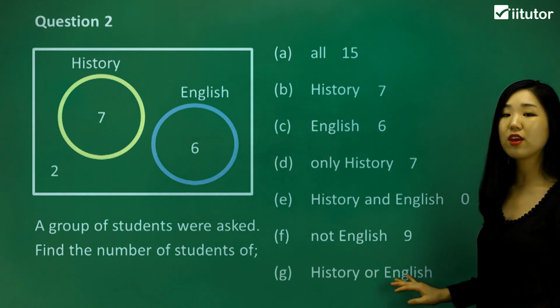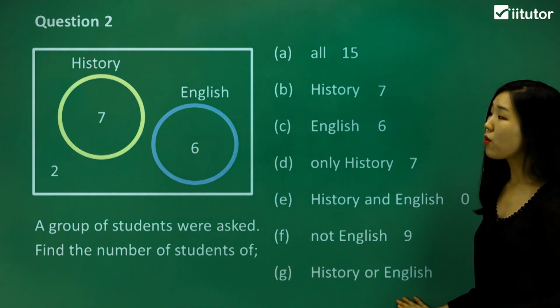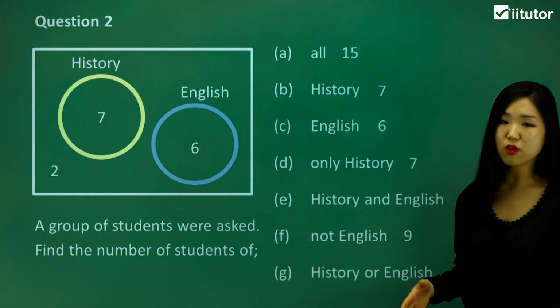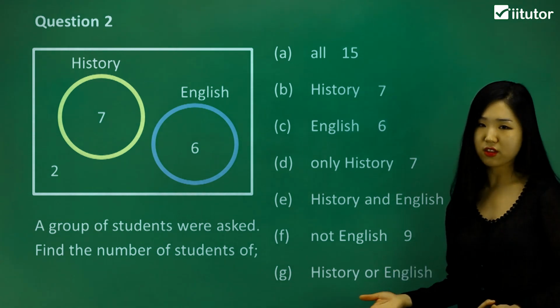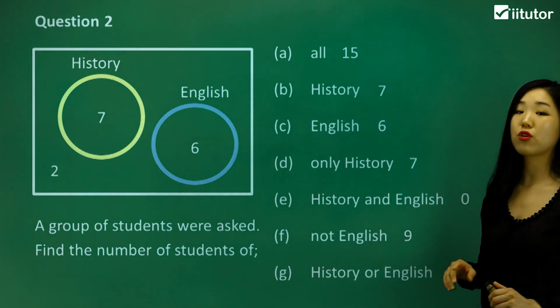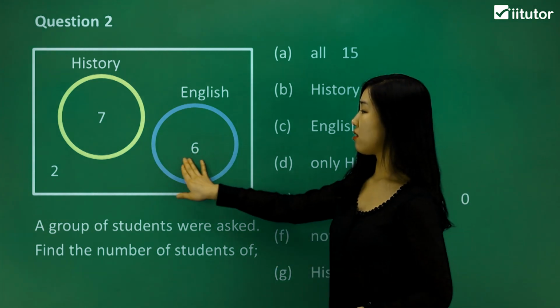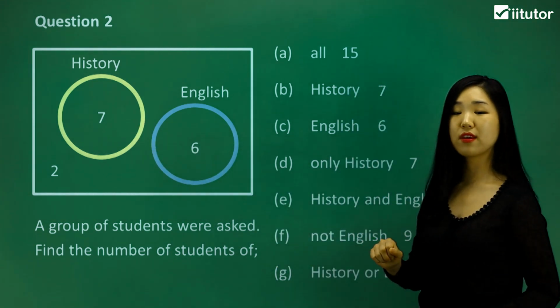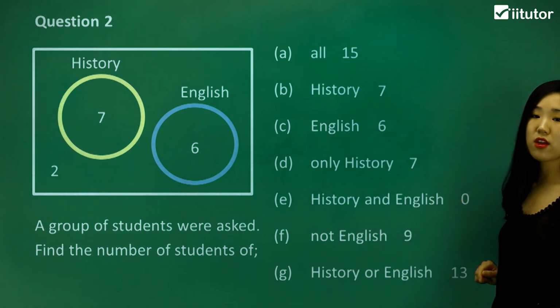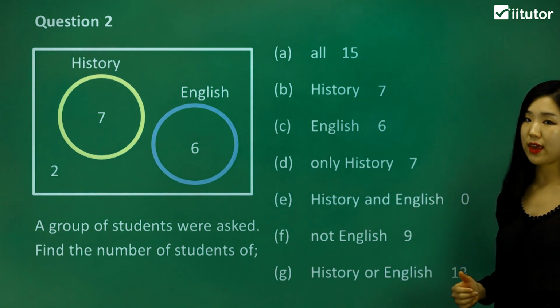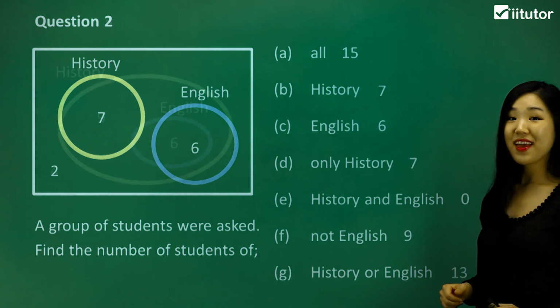Now, another one, history or English. History or English means those who do history, those who do both, and those who do just English. All of them would be counted in history or English. So make sure you remember the word or. So it's just this 6 and 7 added together. 6 and 7 would add to 13. So 13 are the number of students who do history or English. Alright guys, let's move on.